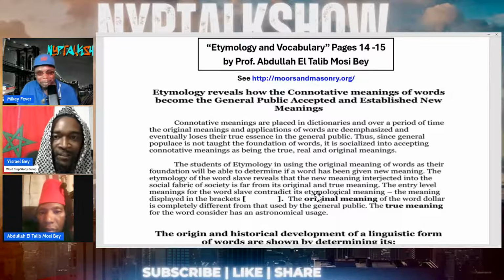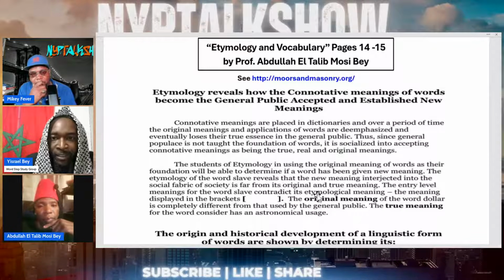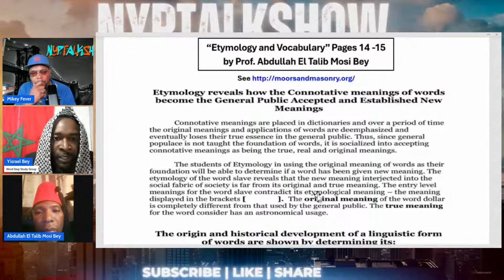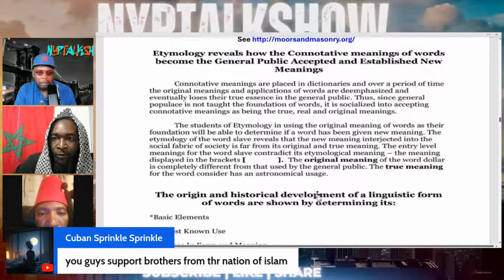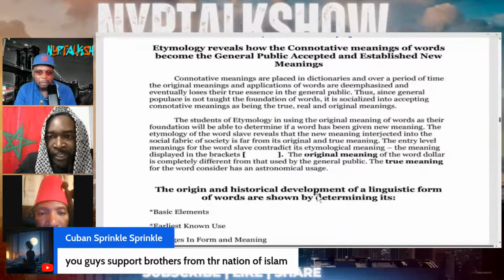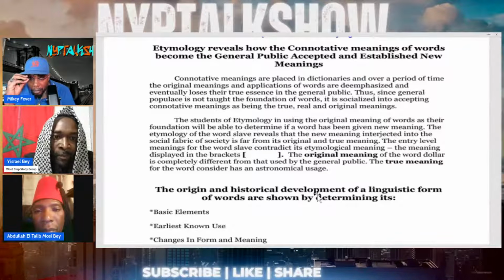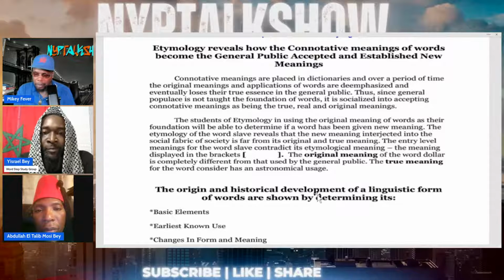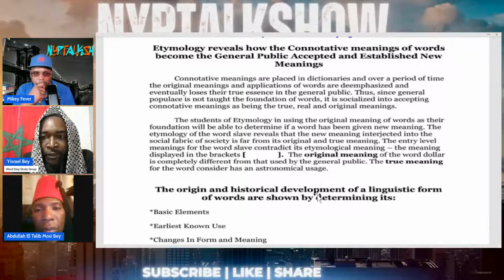Okay. So yeah, this is Etymology and Vocabulary, pages 14 through 15 by Professor Abdullah El-Talib Mosey Bey, again from mooresandmasonry.org. Etymology reveals how the connotative meanings of words become the generally accepted and established new meanings. Connotative meanings are placed in dictionaries, and over a period of time, the original meanings and applications of words are de-emphasized and eventually lose their true essence in the general public. Thus, since the general populace is not taught the foundation of words, it is socialized into accepting connotative meanings as the true, real, and original meanings. The students of etymology, using the original meaning of words as their foundation, will be able to determine if a word has been given a new meaning.